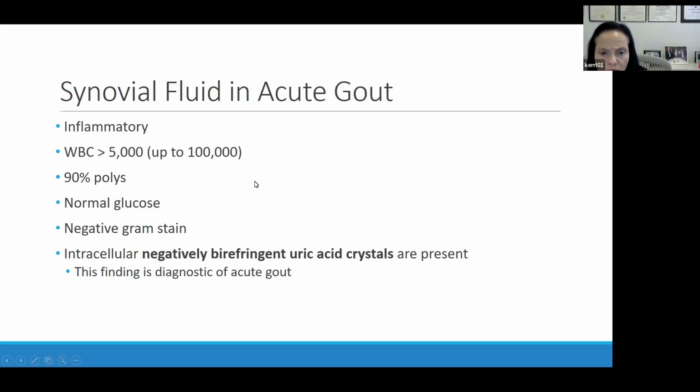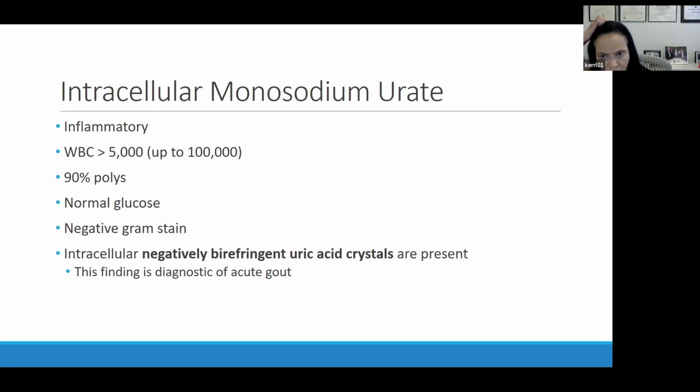It will be polymorphonuclear predominant, but reassuringly, the glucose will be normal, as opposed to a septic arthritis where the glucose is low. The Gram stain will be negative, and if you look under a polarizing microscope, you will see negatively birefringent uric acid crystals that are located intracellularly, and that enables one to make the diagnosis of acute gout and to rule out septic arthritis.